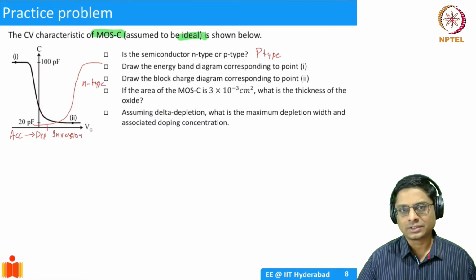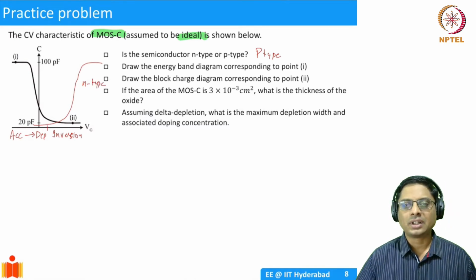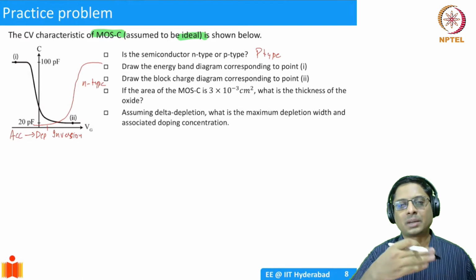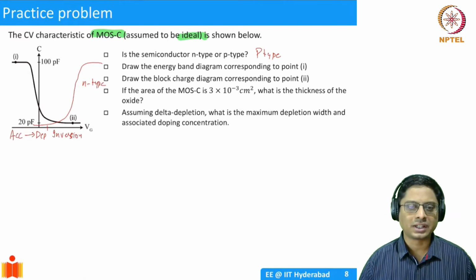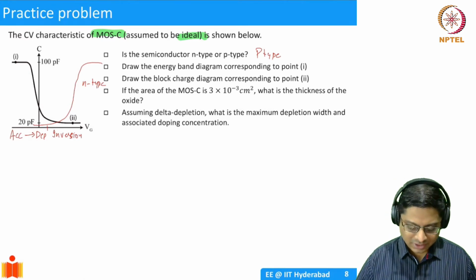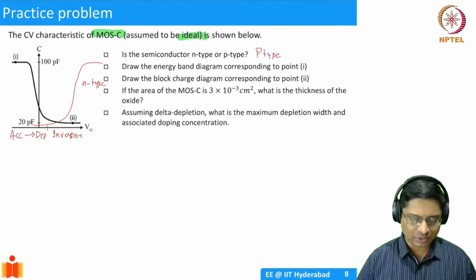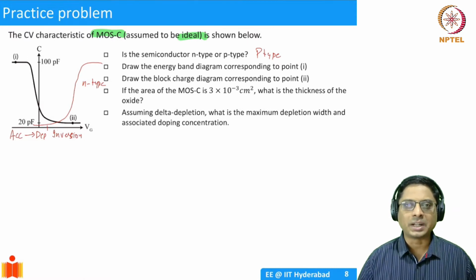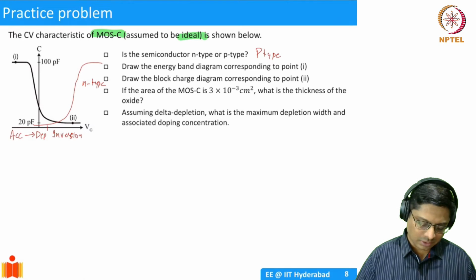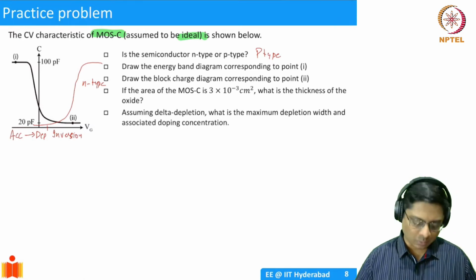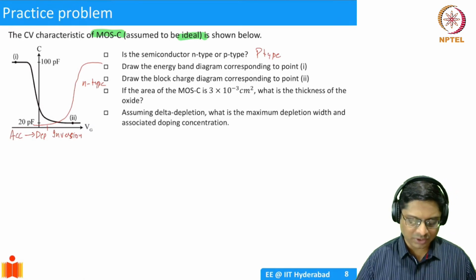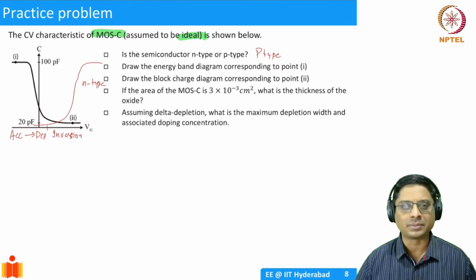So the aspect we need to track is, as you increase the voltage, what is happening to the capacitance? Here, as you increase the voltage, it's increasing. So this is clearly not going to satisfy the P-type behavior. That's why we need to be able to clearly explain why, from looking at the transition from accumulation to inversion, we conclude that it is a P-type semiconductor.